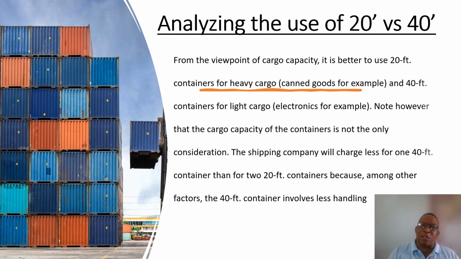Now let us analyze the overall use of 20-foot versus 40-foot. From the viewpoint of cargo capacity, it is better to use a 20-foot container for heavy cargo, and this includes canned goods and so on. As an example, the 40-foot containers are primarily used to carry light cargo, electronics, for example. So in the shipping industry, it can be a touch and go, because the charges for one 40-foot container would be less than for two 20-foot containers when we're looking at the handling costs.